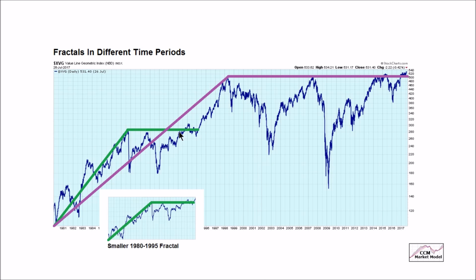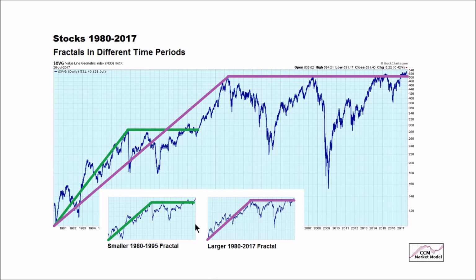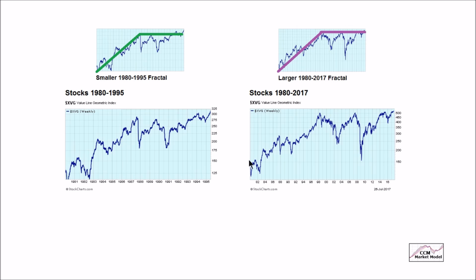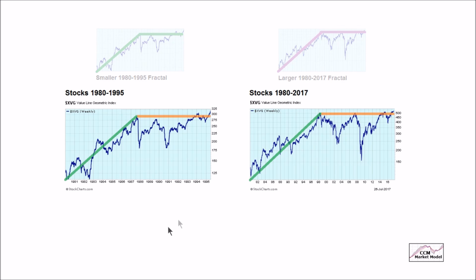This green portion here is just the 1980 to 1995 fractal that we've been looking at, and the purple portion is the larger 1980 to 2017 fractal. This fractal is inside of the larger fractal. For a little clearer visual to tie this big chart into the smaller charts, here's our smaller fractal side by side with the larger fractal. When we started, we had the time frames in years removed, and we've shown that price movement on both time frames has been very similar.